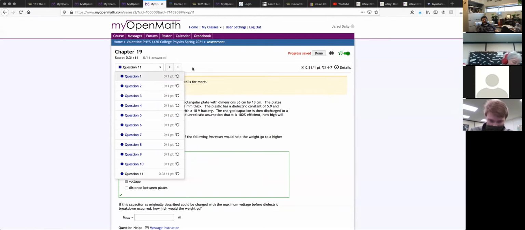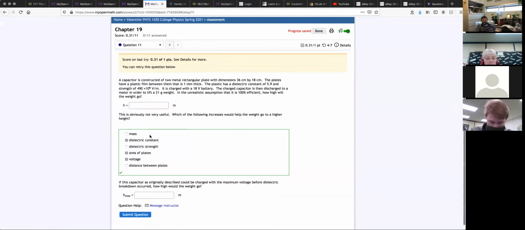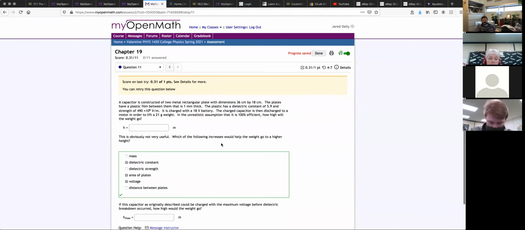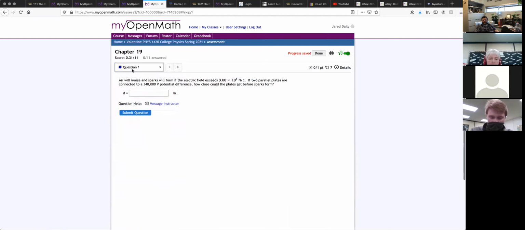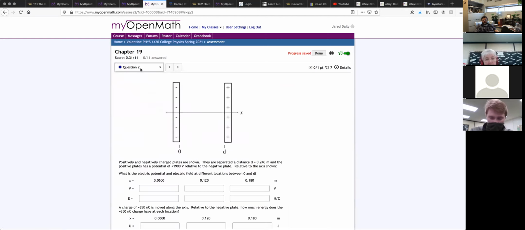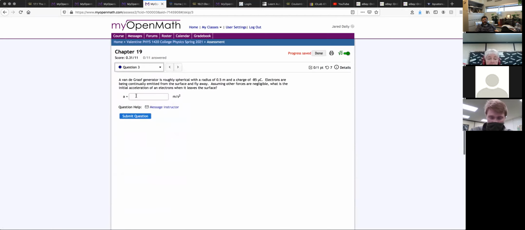And remember, in this question, it only wants to know what increases would help the weight go higher in height, right? So what things are going to make the weight go higher if you increase them? Your problem may say what things will make the weight go higher if you decrease them. And that, of course, changes the problem.